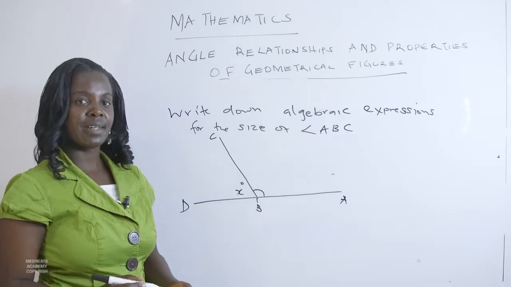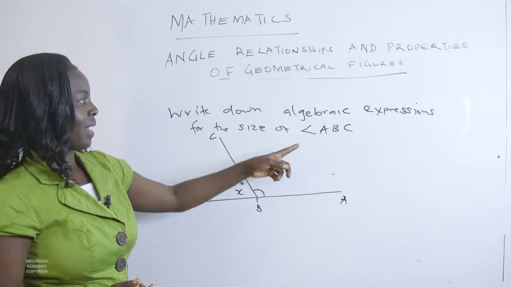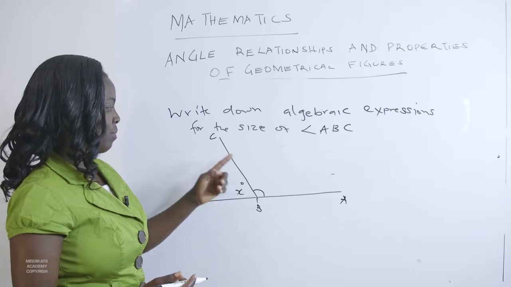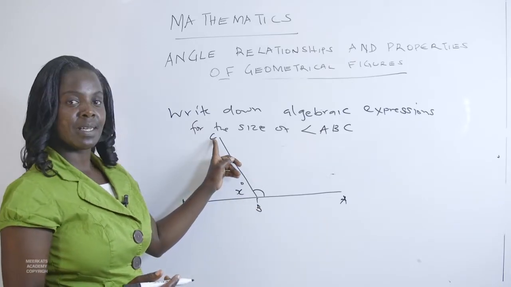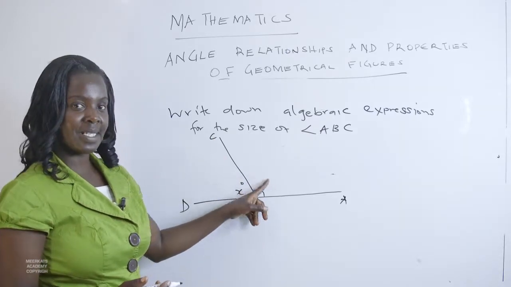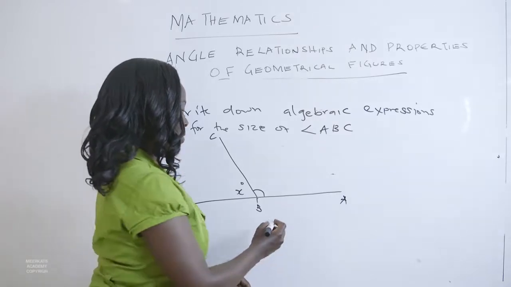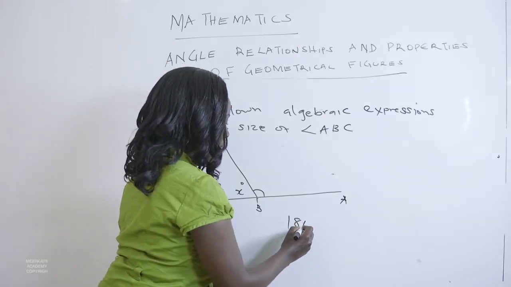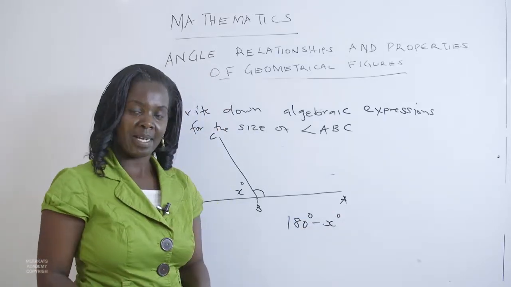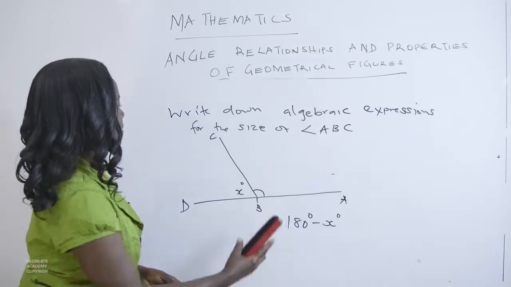This again is still testing our knowledge on whether we have understood complementary or supplementary angles. What is the measurement of angle ABC? This is angle ABC, algebraic expression. You realize that these two angles are supplementary angles, meaning they add up to 180 degrees. So angle ABC is 180 degrees minus x degrees.